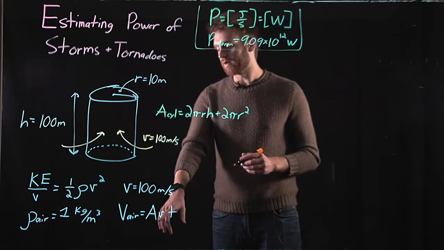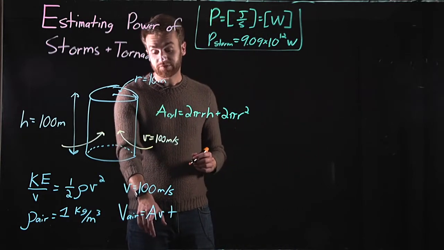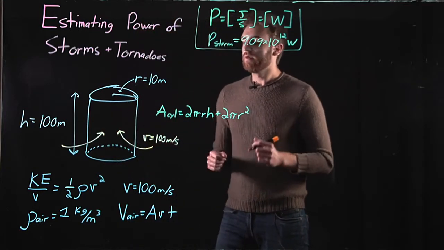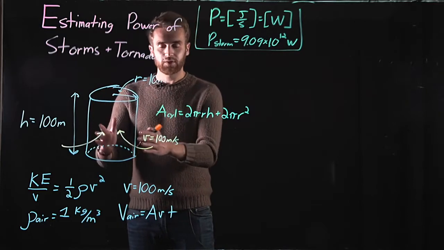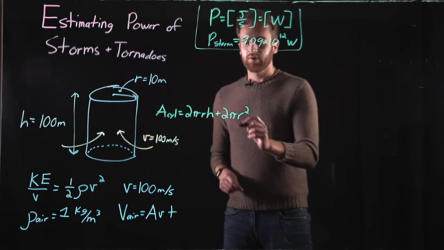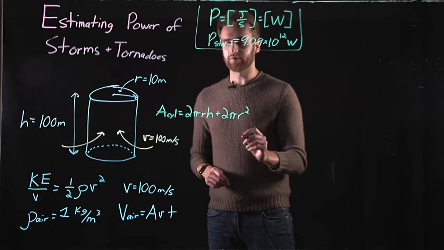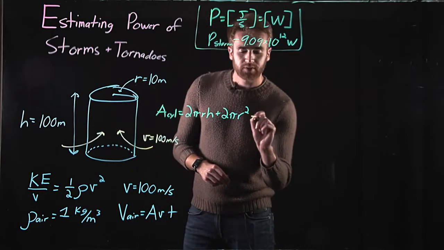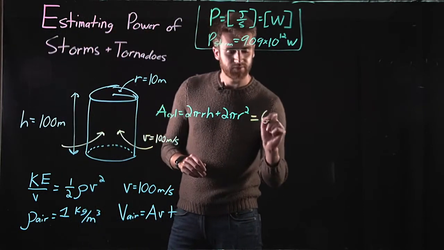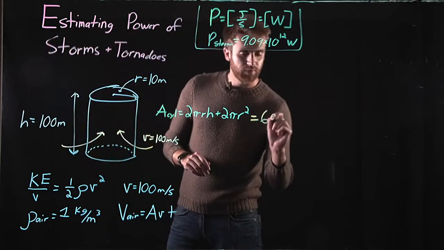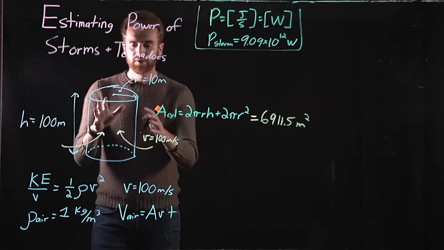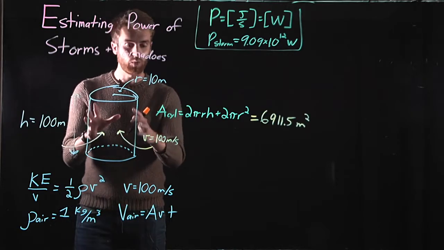and then we can use this formula to calculate the volume of air, where volume is surface area times velocity times time, which gives you back units of meters cubed. Okay, so because this is just a cylinder, we can use the area formula for a cylinder, which is 2 pi r h plus 2 pi r squared. Now, when we plug our values from here into this formula, we get 6911.5 meters squared. So that is the surface area of the tornado wall.